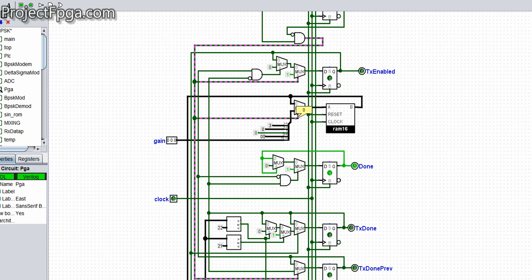So then let's talk about this TS enabled bit and also this done bit. At the end of the transmission, the TS done comes on. I highlighted it here, this is the TS done. Whenever it comes on and this TS done previous is not on, our done bit comes on, and on the next clock cycle, it sets it back to 0 here. So that's how this done bit works.